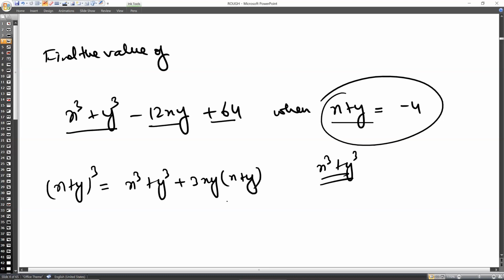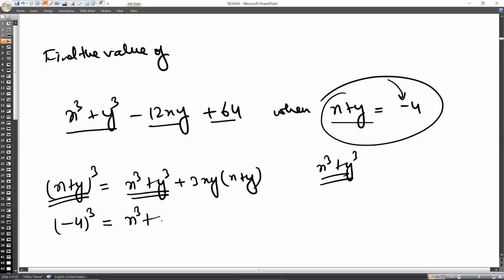Are you getting my point? Yes, sir. This is the identity for x cube plus y cube. We need to find out the value of this one. How will you get this value? This is very simple. You have to put the value of x plus y as minus 4 whole cube. Why? Because here minus 4 is given to you as x plus y. So you write here minus 4 whole cube.